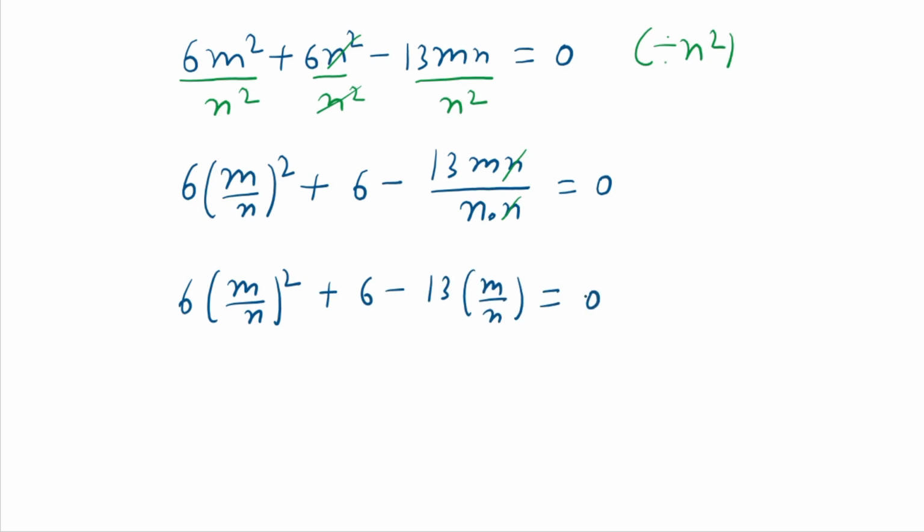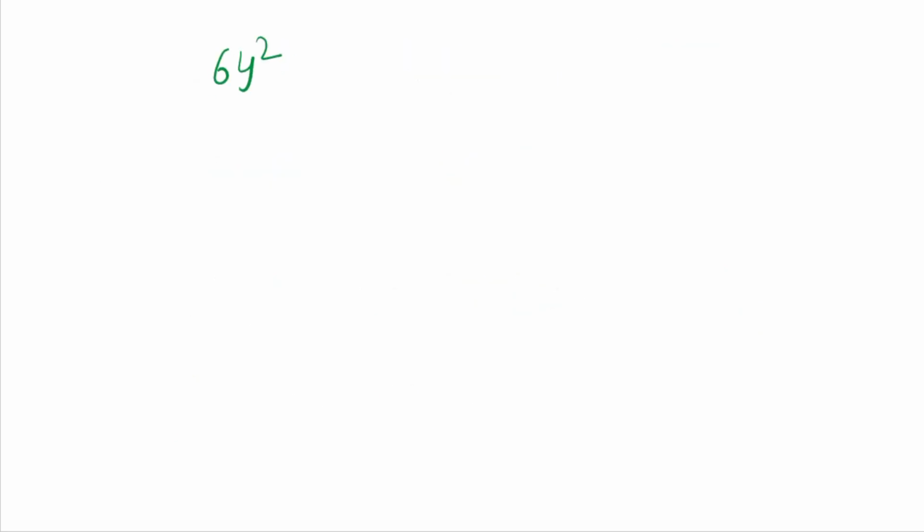Now here we will apply substitution again, and if we substitute m over n equal to y, then 6 times y square plus 6 minus 13 times y is equal to 0. In the left hand side we have a quadratic equation. Here we will factorize this quadratic equation and find the value of y. We have 6 times y square minus 13 times y plus 6, and this is equal to 0.